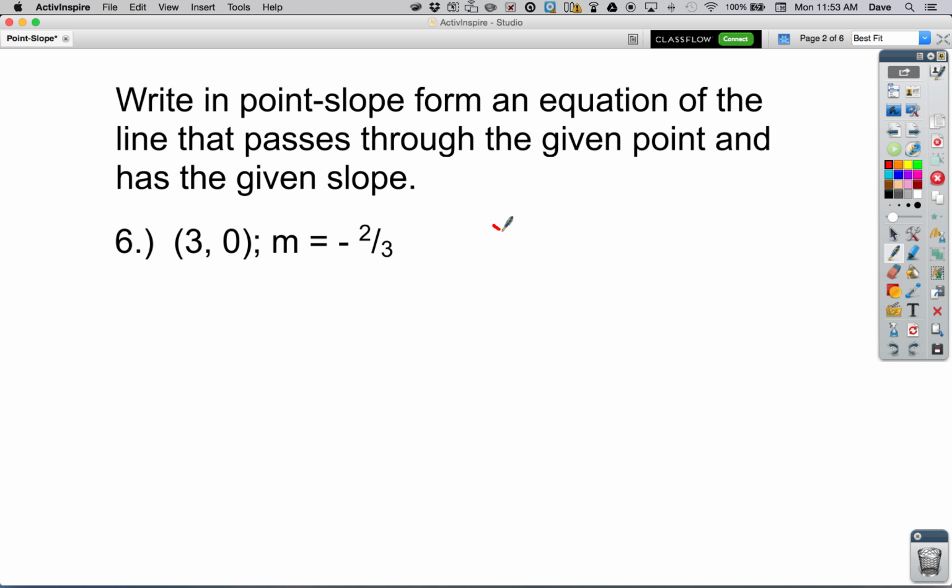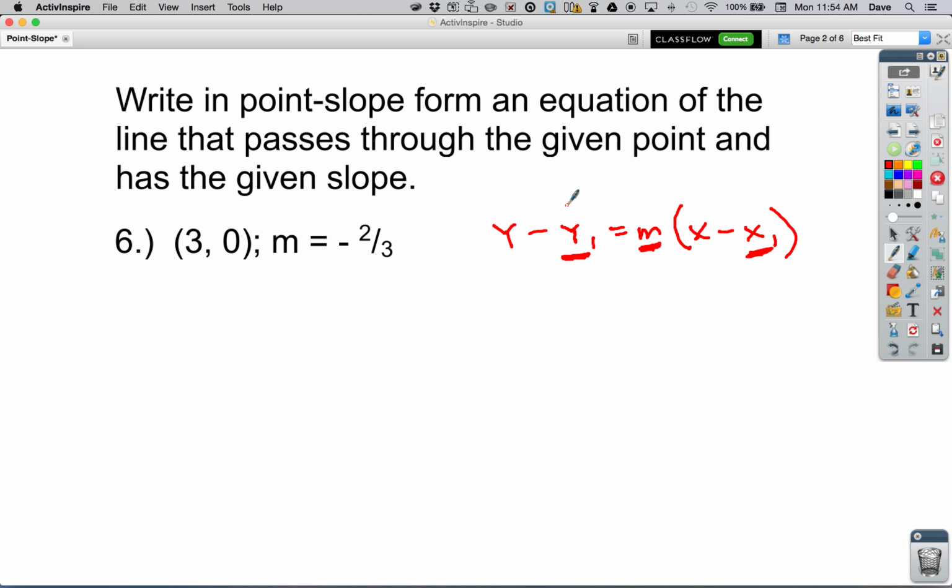Now once again, point slope is this. Y minus whatever the y coordinate is, so I'm going to underline that. Whatever the y coordinate is of the point that our line goes through, that will go here. Equals the slope, which is m, which we'll underline that too, times parentheses x minus, and then whatever the x coordinate is of the point that our line goes through. So everywhere I've underlined is basically where we're just going to plug these numbers in.